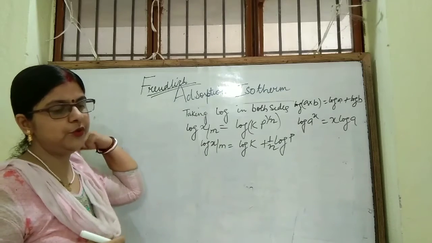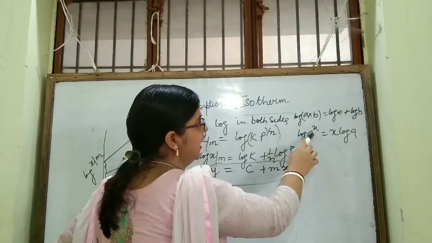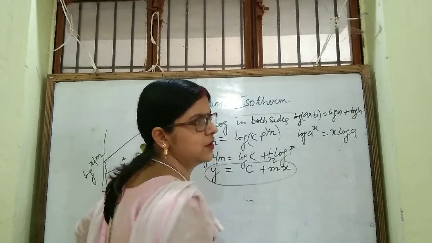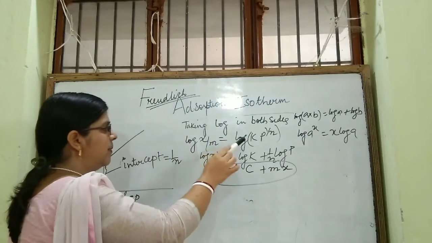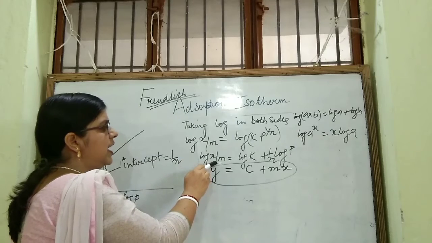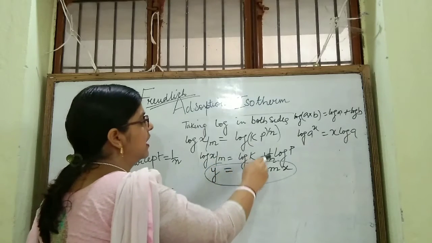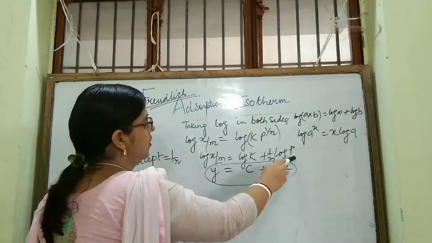Now if you plot a graph, we are applying the formula log A to the power x is equal to x log A. Log x by m is equal to log K plus 1 by n log P.